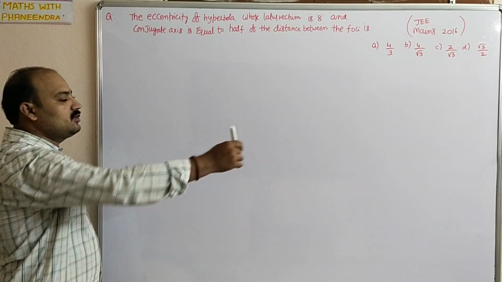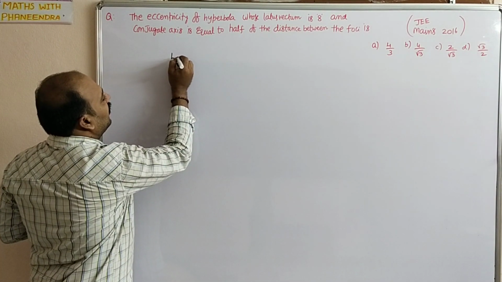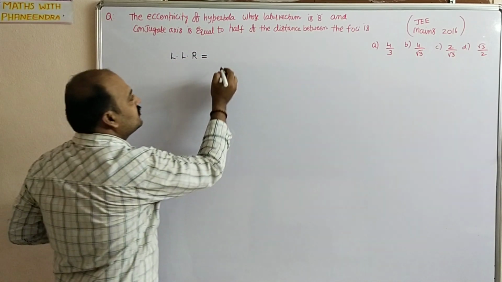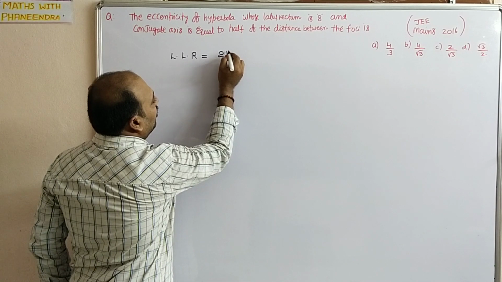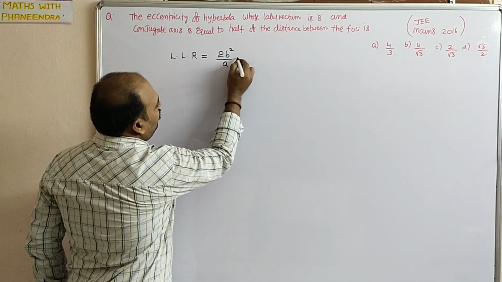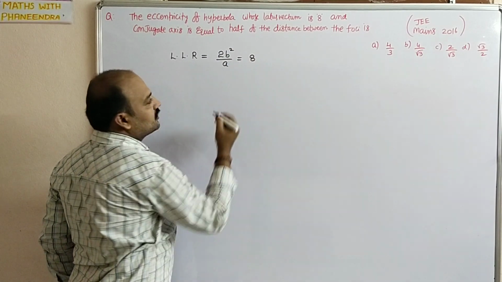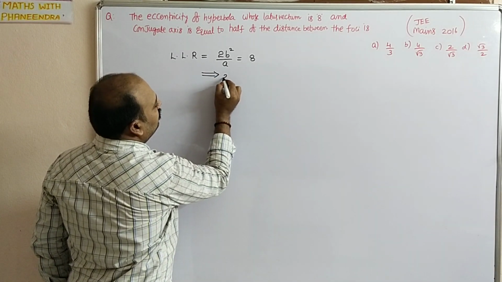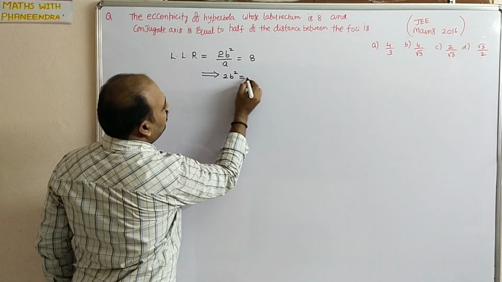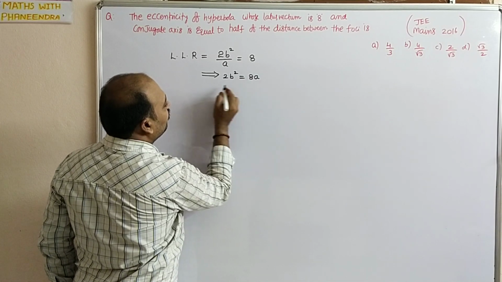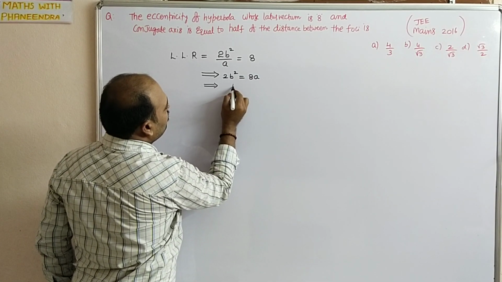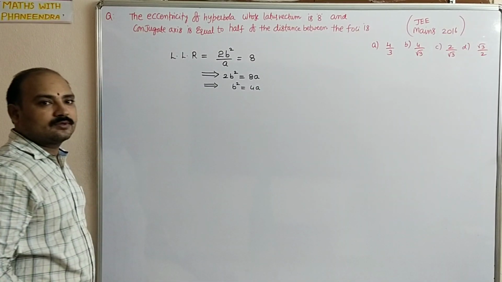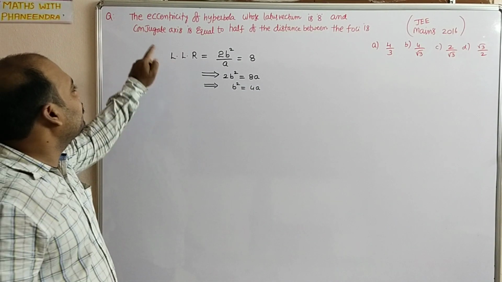So what is the formula for latus rectum? The length of latus rectum LLR for the hyperbola is 2b square by a, which is equal to how much? 8. So that implies 2b square is equal to 8a. So b square is equal to 4a. Keep it like this. Next, one more condition is given.